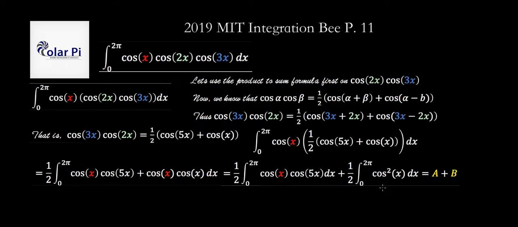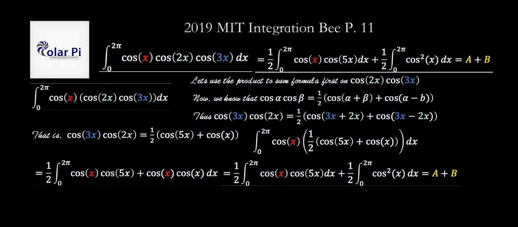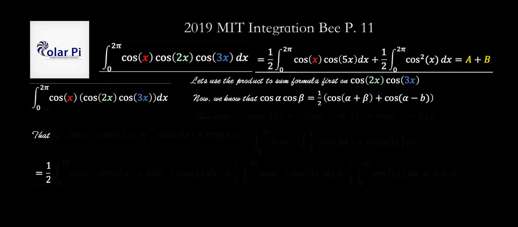Okay. Now, a while back, I made a video on how to integrate cosine squared x, so I'm not going to show you the integration of cosine squared x. I'll just link that video below. But if we call this first integral A, and the integral involving cosine squared B, then working on A, first let's remind ourselves where we left off, because I need space.